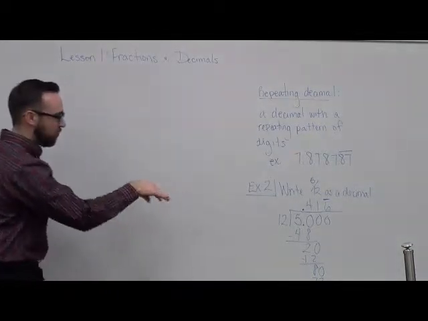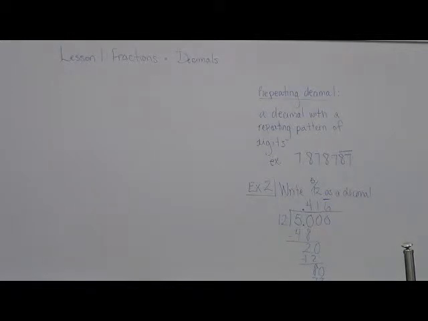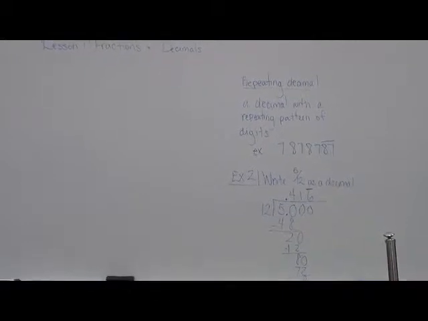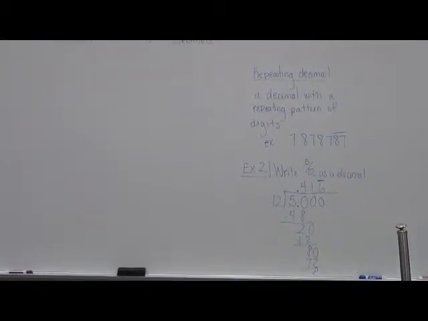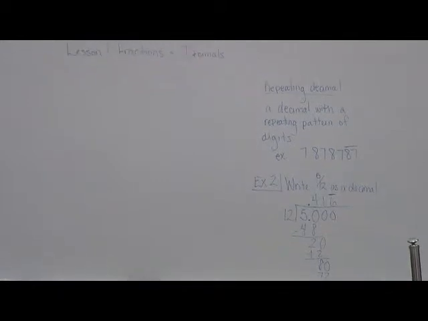Apologize for using the bottom of the board there. I know it's probably a little difficult to see. But if you notice there, the 80, when I subtracted the 72, gave me an 8. If I would bring down another 0, it would give me another 80, and that would continue to repeat.